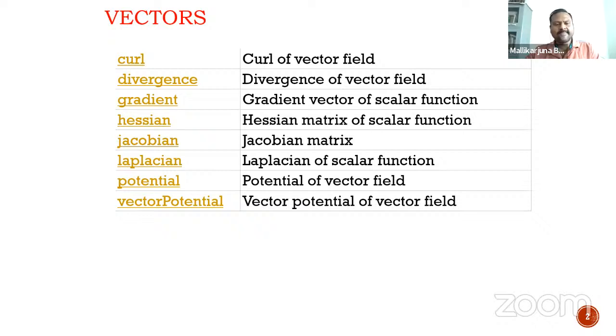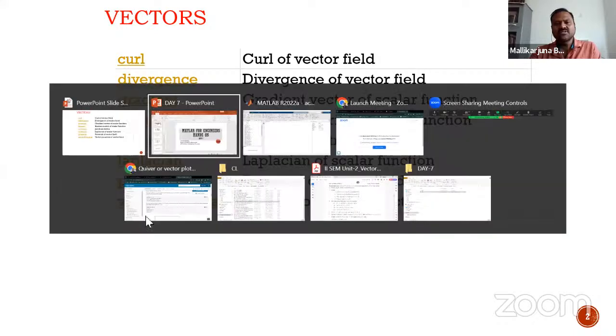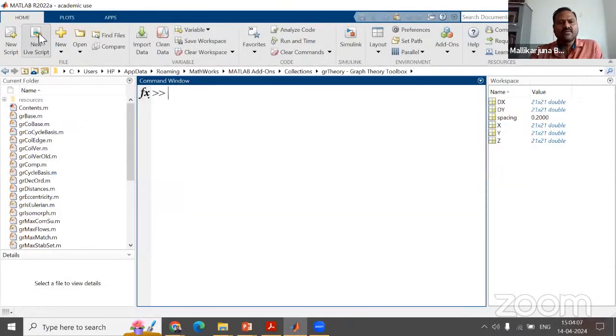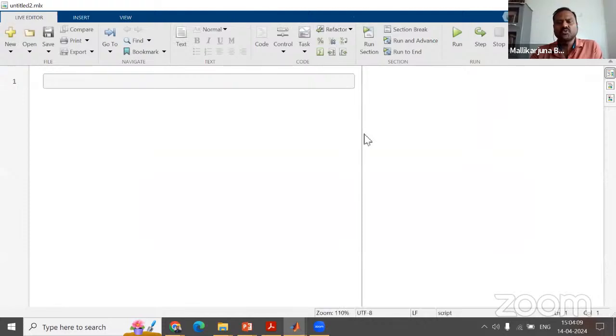How you can verify? Or otherwise, suppose if curl is 0, then the scalar potential is possible or not for certain vector field. If so, what is that? How you find the vector potential? So these are not what I'm explaining. Just I'll give the brief idea about what is gradient, divergence, and curl. The same thing you can extend further. This is also symbolic mathematics. Now I request the participants to open the MATLAB software.